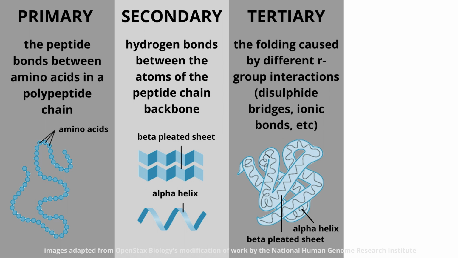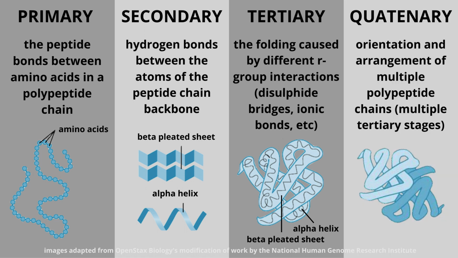The tertiary structure is the folding caused by the R groups, or the side chains mentioned earlier. For example, polar side chains will join with other polar side chains, and sulfur-containing R groups will join with other sulfurous R groups to form disulfide bridges. Here you can see those alpha helices and the beta-pleated sheets we mentioned previously. The quaternary structure of a protein is the orientation and arrangement of multiple tertiary structures. So if a tertiary structure was a cake, then the quaternary structure would be the multiple cakes arranged together.